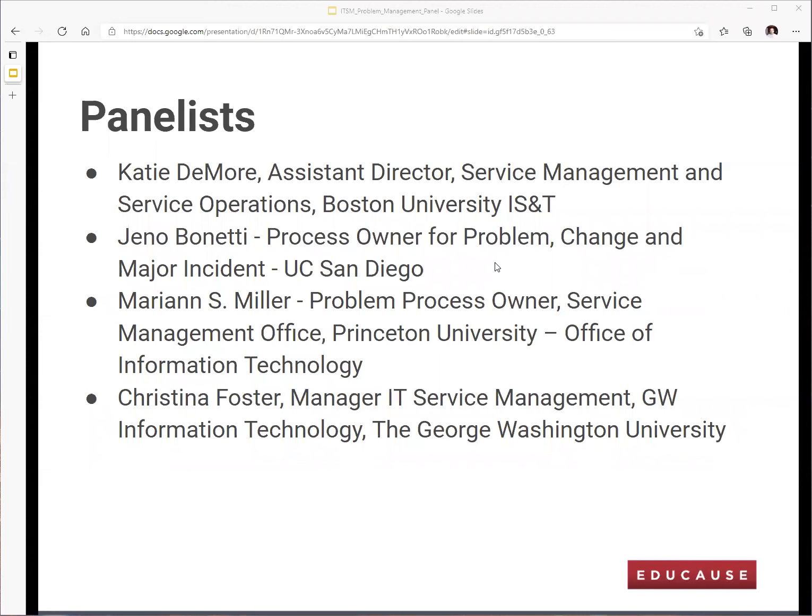All right, today's panelists: we have Katie Demore, a problem manager from Boston University. We have Gino Bonetti, who's a problem owner for problem, change and major incident at UC San Diego. Then we have Marianne Miller, who's the problem process owner at the Service Management Office at Princeton University. And our last but not least panelist is Christina Foster. She's the manager of IT Service Management at George Washington University. The panelists have included their contact information and have more information about themselves that they will present.